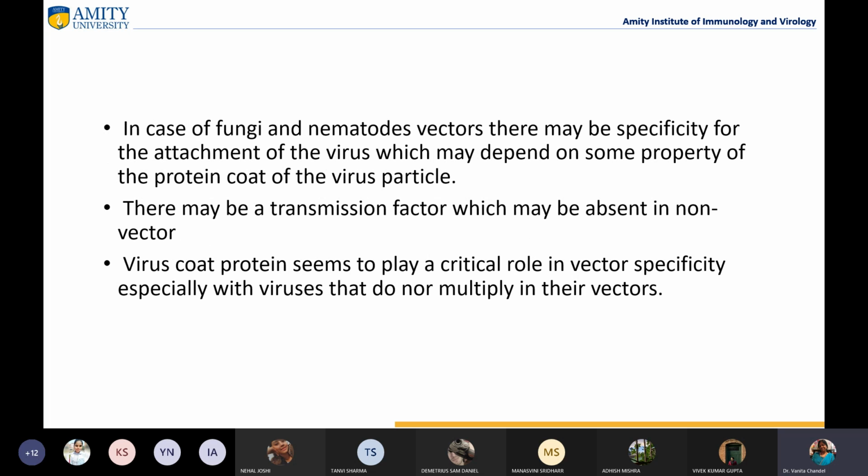The host could be the reason, the virus could be the reason, the vector could be the reason for this, right? For example, in the case of fungal and nematode vectors, there may be specificity for the attachment of the virus, which again depends on the protein coat and other properties of the virus particle. There may be certain transmission factors which are absent in non-vectors. Virus coat protein seems to play a very important role in vector specificity, especially with viruses that do not multiply in their vector.